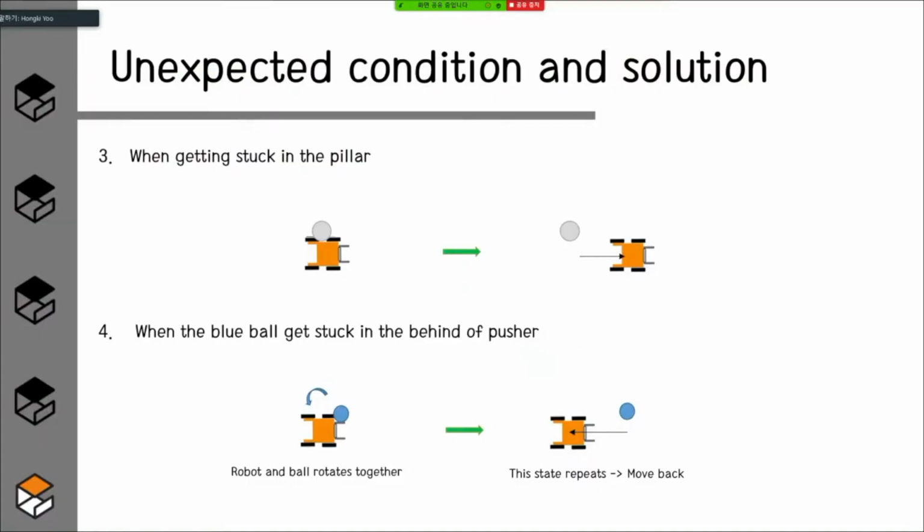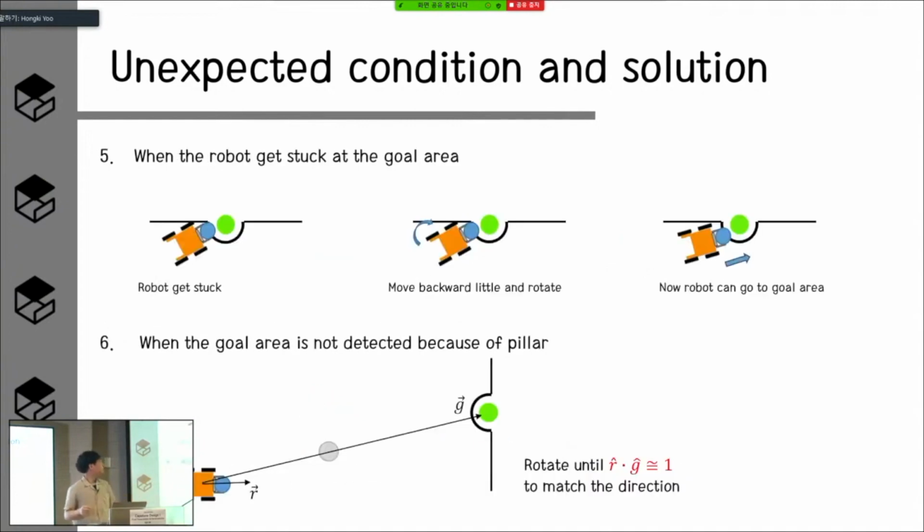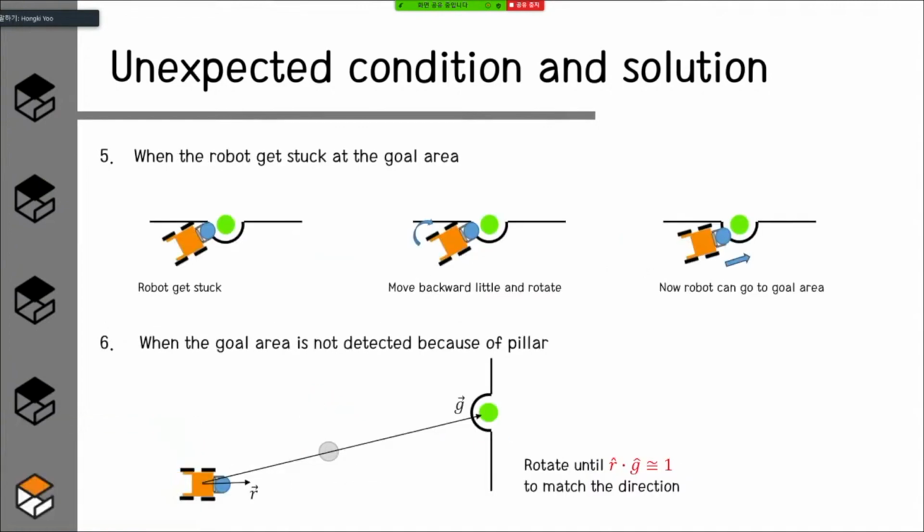Fourth is when the blue ball and robot are placed like this, so they will rotate. For this, robot moves back to solve this. And fifth is robot gets stuck because of the pusher at the goal area. For this case, robot moves backward a little and rotates to solve this. And final is when the goal area is not detected because of pillar. For this, we also use ICP to find the global position of goal area.